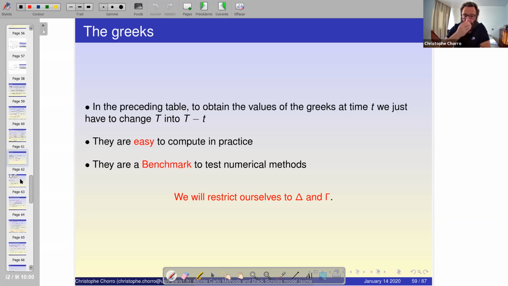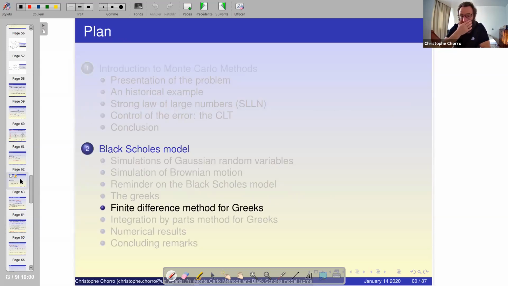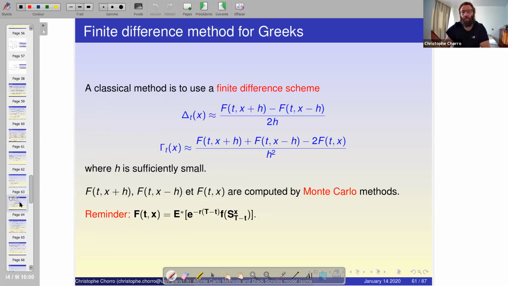Okay, so now I want to enter the main part of this introduction, that is, what happens if I want, in the framework of the Black-Scholes model, to approximate the Greeks simply. So keep in mind what we have.